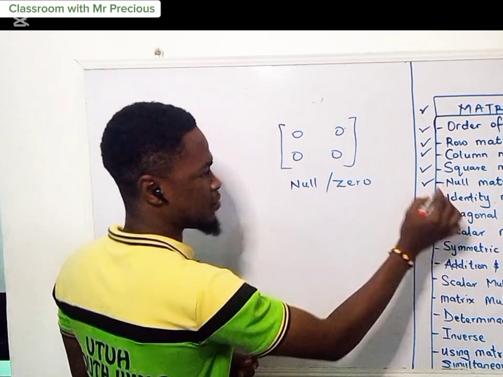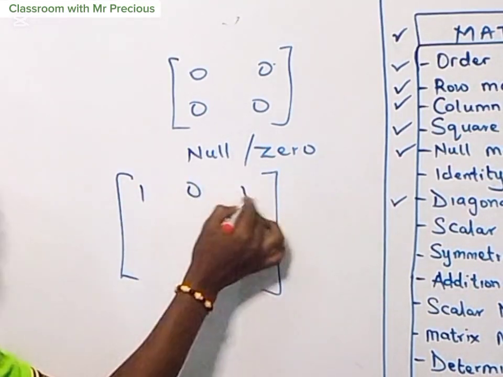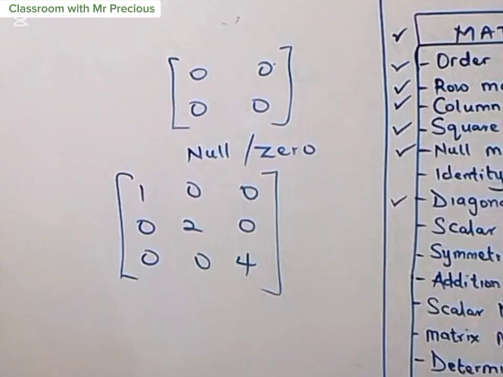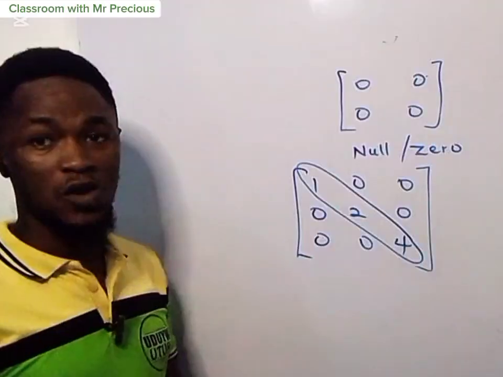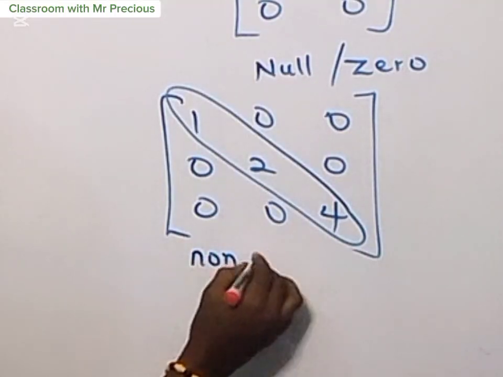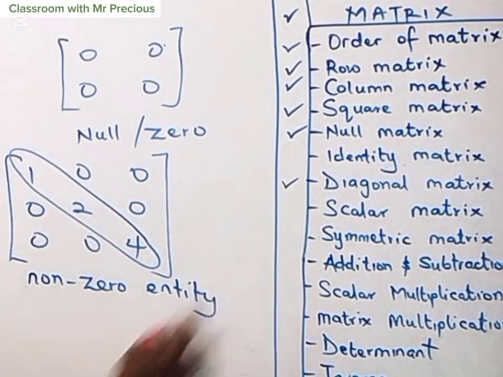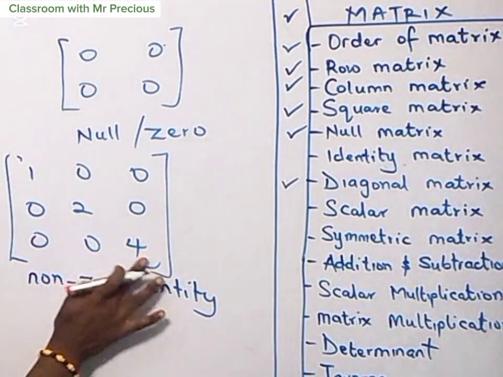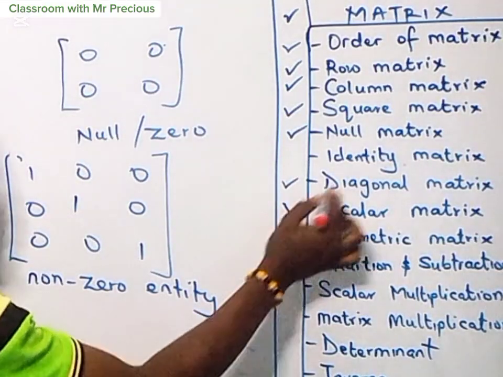What is a diagonal matrix? Now you know what diagonal is in shapes, right? Let's say we have 1, 0, 0, 0, 2, 0, 0, 0, 4. I want you to notice in this matrix, the diagonal here has what they call non-zero entries. So once the diagonal has non-zero entries, it is called a diagonal matrix. Now if the diagonal entries, or the diagonal elements, are all the same, maybe 1, 1, 1 or 2, 2, 2, it is called a scalar matrix.